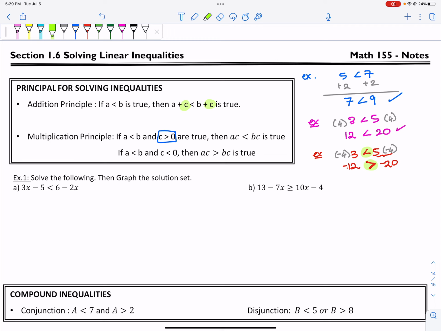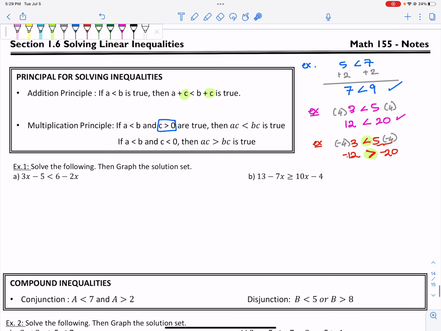And keep in mind, when we're dividing, it's the same thing as multiplying by the reciprocal. So when we divide by a number, it's the same thing as multiplying by the reciprocal. So this principle still holds true. So anytime you divide or multiply by a negative number, the inequality sign switches direction.